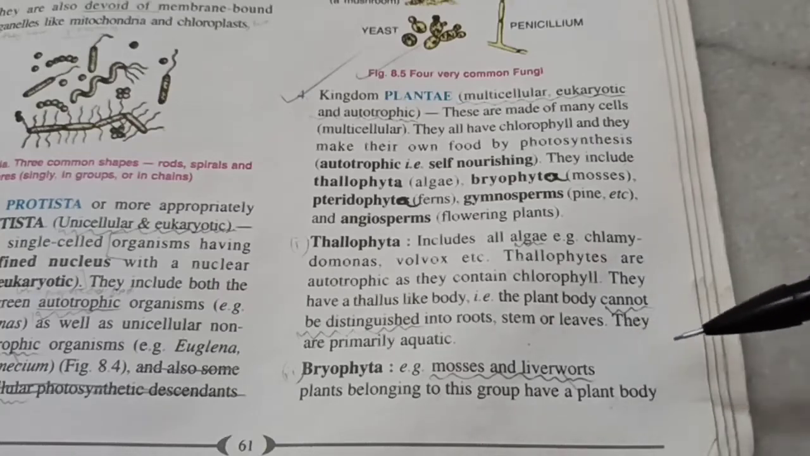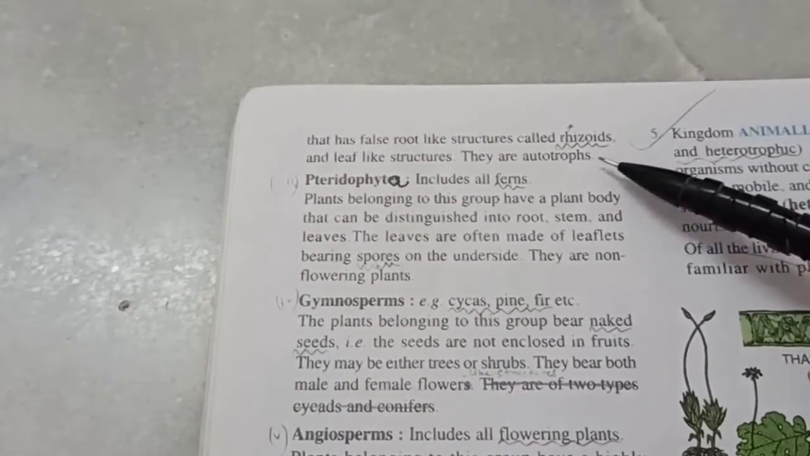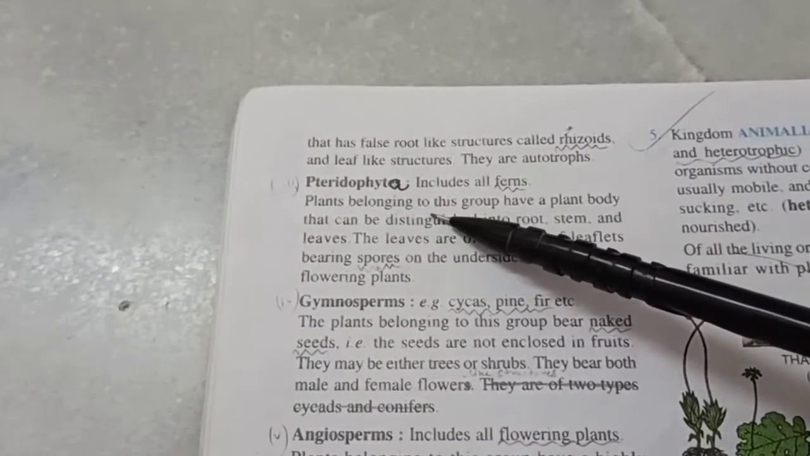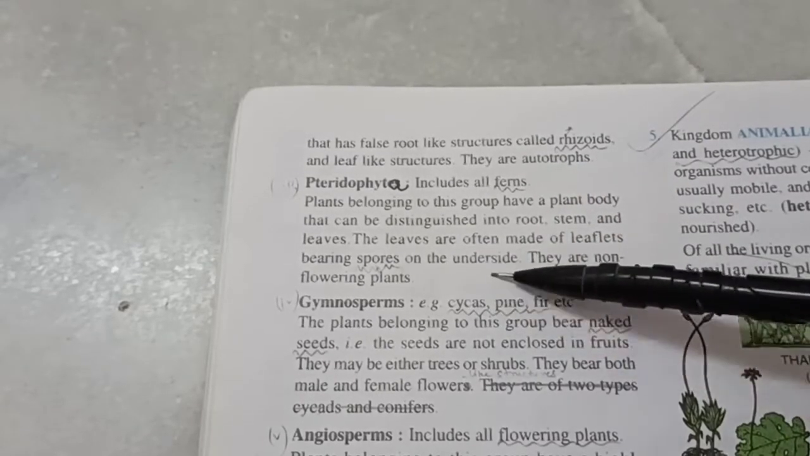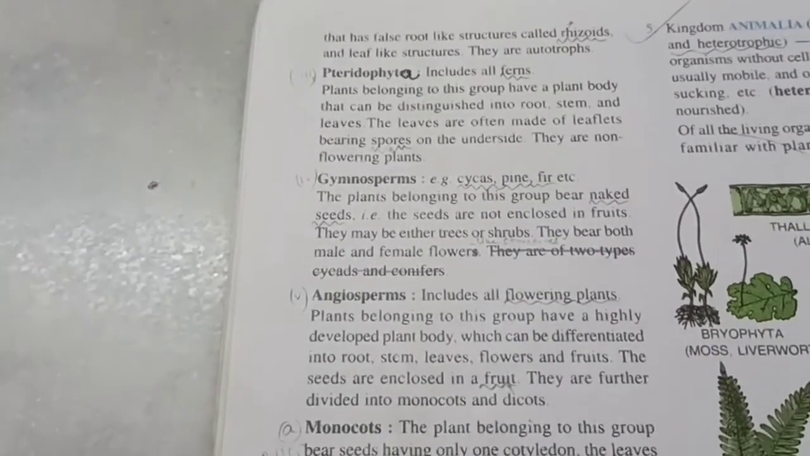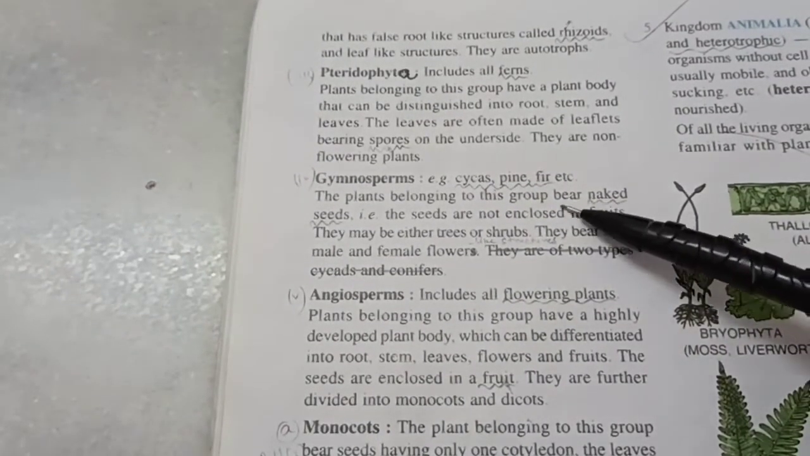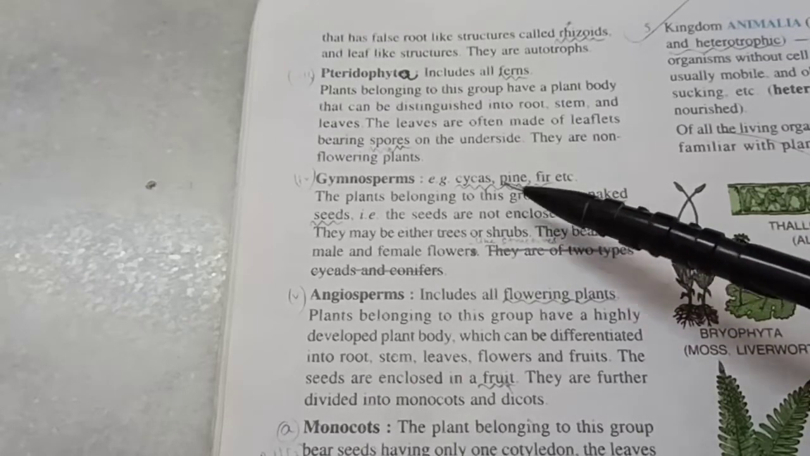Bryophyta, example, are mosses and liverworts. They have false roots called rhizoids. They're also autotrophic, of course. Pteridophyta, it includes ferns. They reproduce with the help of spores on their underside. They are non-flowering plants. And then we have gymnosperms, cycas and pine, fir, etc. All the coniferous trees. They reproduce with the help of seeds.